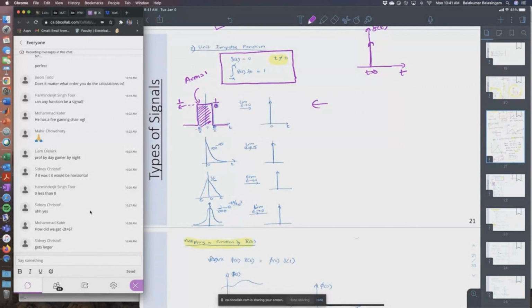Now, a second way to explain the delta function. Consider a situation like this. Consider the function alpha e to the power minus alpha t. That's only considered for t greater than 0.